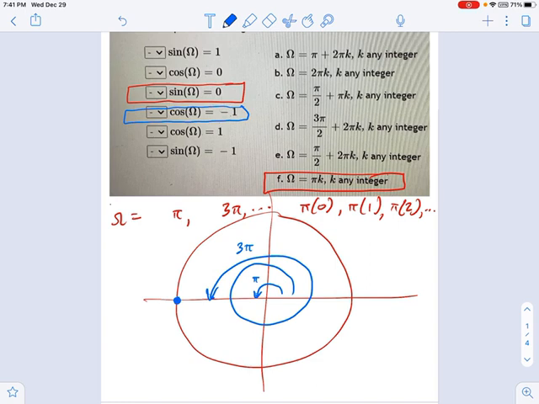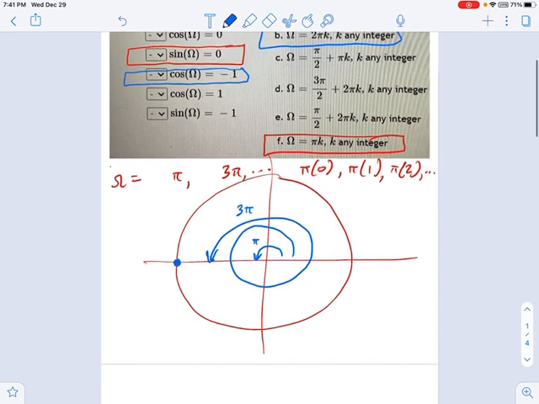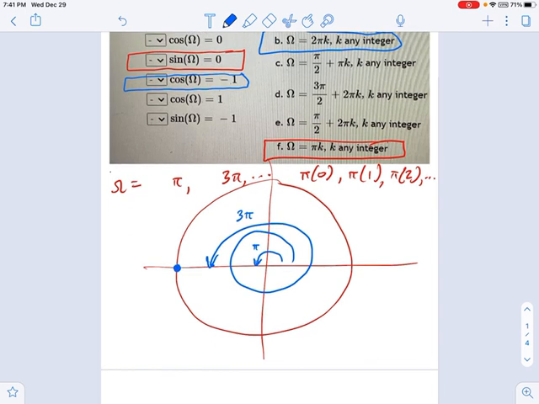Let's see. You might be tempted to say this one, 2 pi k. Well, try it out. Before you make that your answer, try it out, see what happens. 2 pi times 0. Ooh, that's no good. That's 0. 2 pi times 1. That's just 2 pi. Okay, so this is not working. This is no good. That is not our pattern.